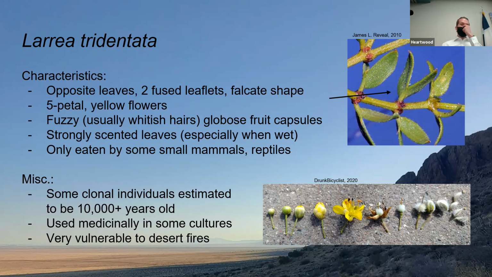And it's eaten only really by small mammals and reptiles. So it doesn't really have herbivores that are causing it trouble. And then some fun facts include that Larrea tridentata has some clonal individuals that are estimated to be around 10,000 or more years old. It's used medicinally in some cultures, especially by indigenous peoples and in Mexico. And it is extremely vulnerable to desert fires, which also means that, as that is one of its biggest natural enemies to expansion, basically, because we're stopping a lot of forest fires, it is encroaching on grasslands.